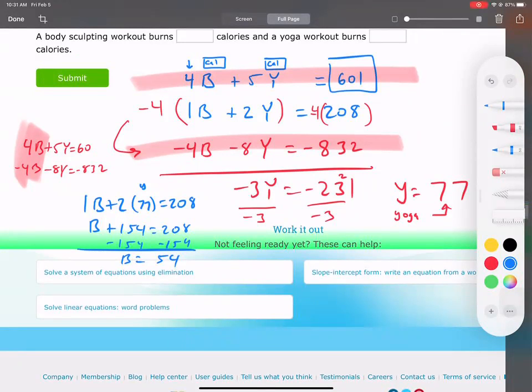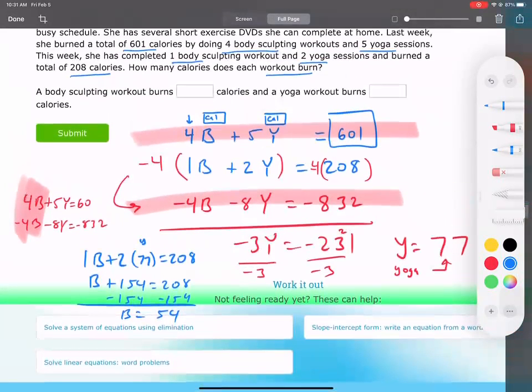So we have solved for our body sculpting videos and our yoga. The body sculpting videos are going to burn 54 calories, and the yoga is going to burn 77. Now, we have to double check. You don't have to, but you know IXL, if you put one wrong number, you have to start all over again. So I'm going to double check, and you can use a calculator for this.